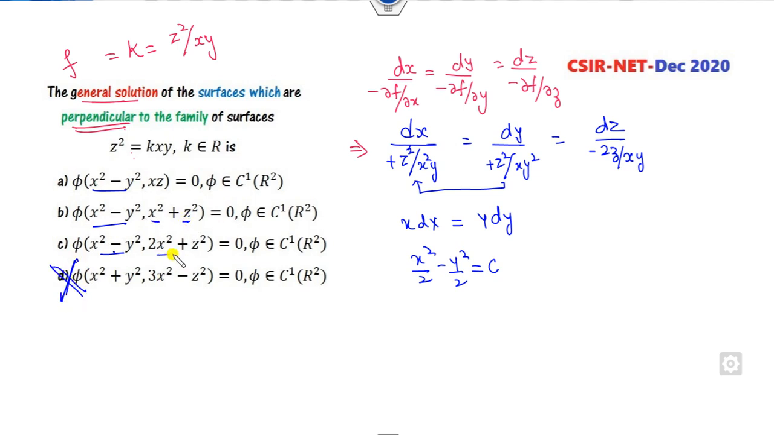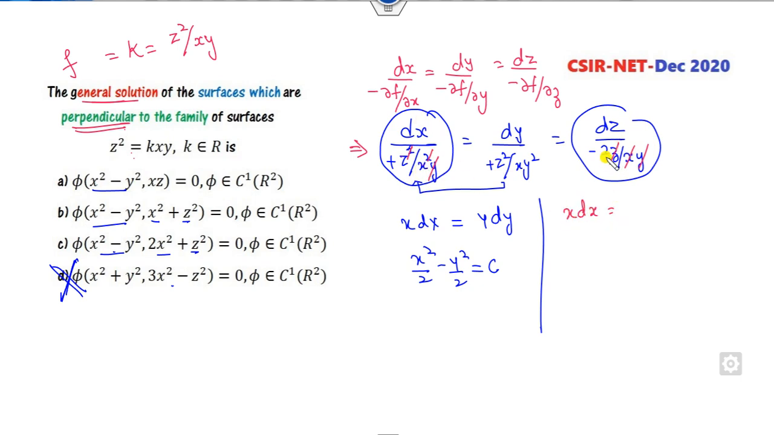Next option is x and z. So I can take this and this. If I take, z will be cancelled out, 1y will cancel out, 1x will be cancelled out, 1z will be cancelled out. So this x will be upside, this will be my z over minus of this. Fine. So what is the solution? x square by 2 plus z square by 4 is constant. So what is that? 2x square plus z square. 2x square plus z square, the rest of the options are cancelled.